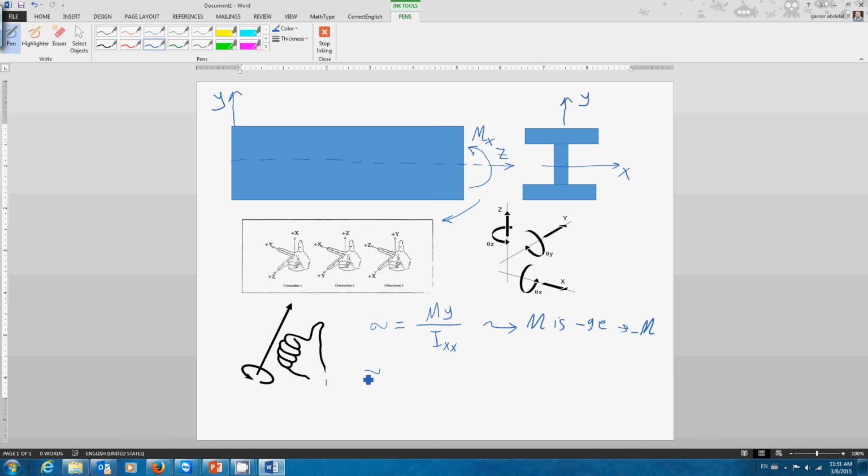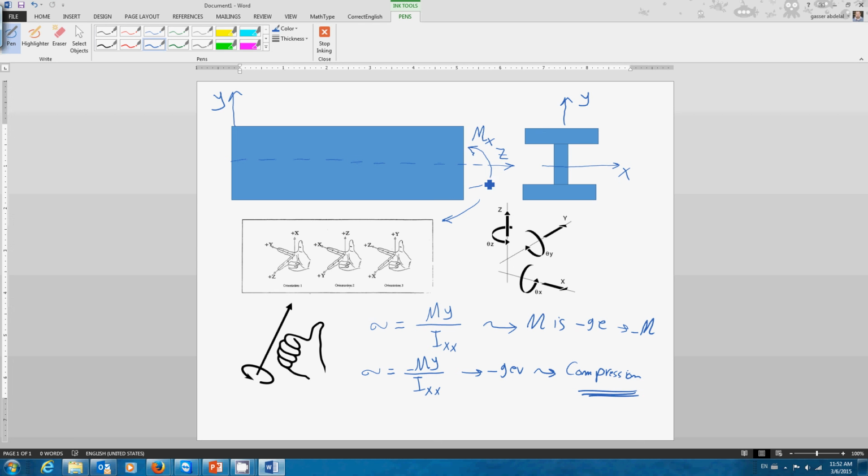So if you want to find the stress in the top half of the beam, I will substitute in the equation minus M y over I xx, and it will come out, as you can see, negative. It's not positive, which means it's compression. So the equations tell you it's compression according to the system of axes and the positive thumb rule we agreed on.